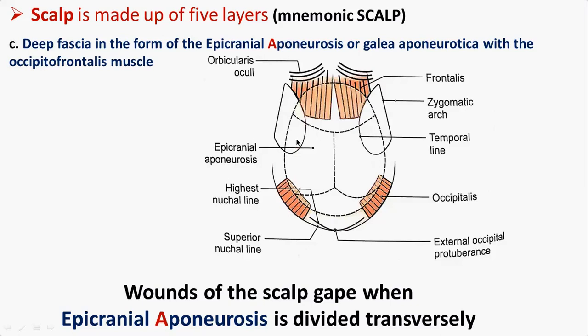Now, about the epicranial aponeurosis: when it is cut transversely, then a gap will be produced over the skull. Okay, so transversely cut like this, and then there will be a gap, otherwise no gap is there.